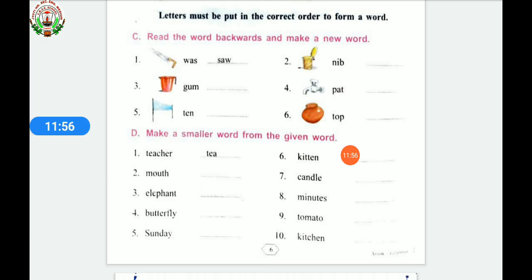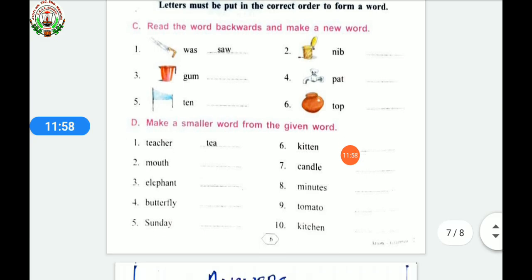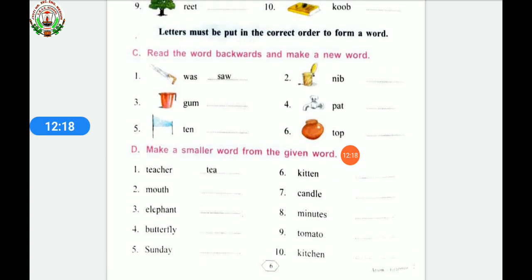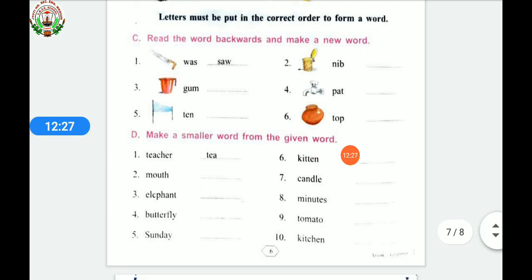Let's do the next one. Number 2 is mouth. MOUTH, mouth. So find out the smaller word from this word. Yes, the smaller word will be OUT, out. Number 3, elephant. ELEPHANT, elephant. The smaller word from the word elephant will be, yes, ANT, ant. The smaller word will be ant.